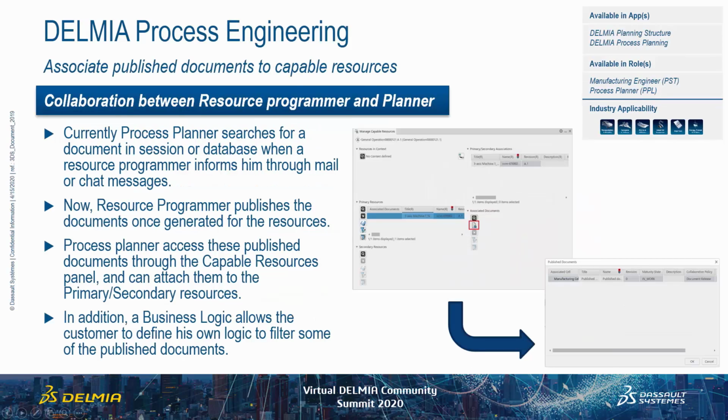Here is an interesting enhancement related to collaboration between process engineer and resource programmer, could be a machine programmer, robot programmer, to make the document attachment management easier. Meaning that if a machine programmer, for example, is preparing his program for a given machine for a dedicated process, he's able to publish it from a resource perspective back to process, and the process engineer will be able to access this published resource and attach it directly to the document.